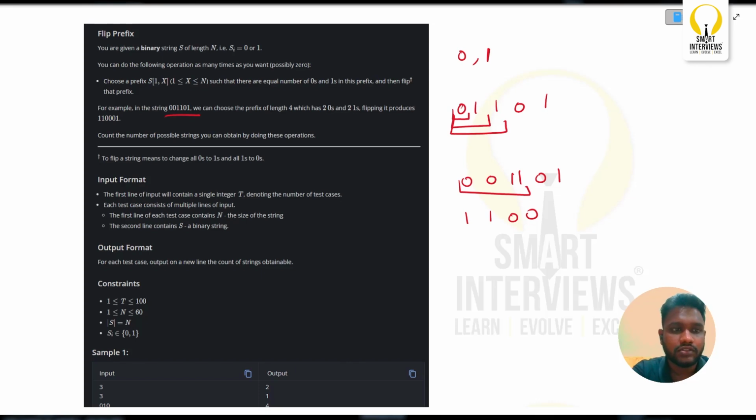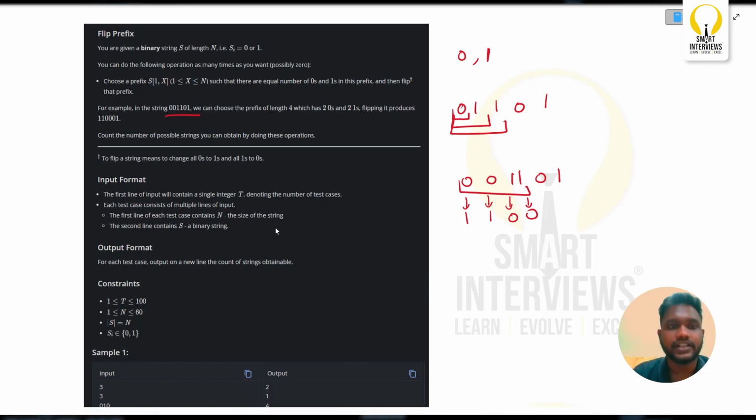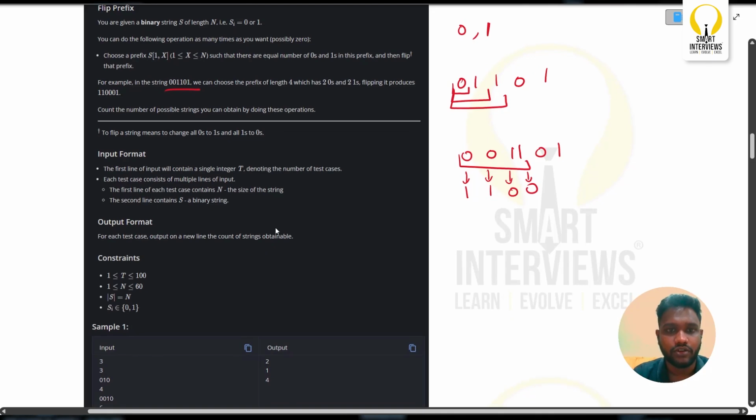Okay. So the question is asking us how many new strings can be obtained by doing these operations. Okay, and flipping here means we are just flipping each bit. Like if it is a 0, we are making it 1, and if it is 1, we are making it 0. So the question is asking how many possible strings can be obtained by doing these operations.